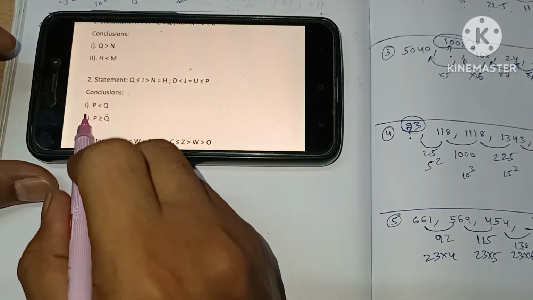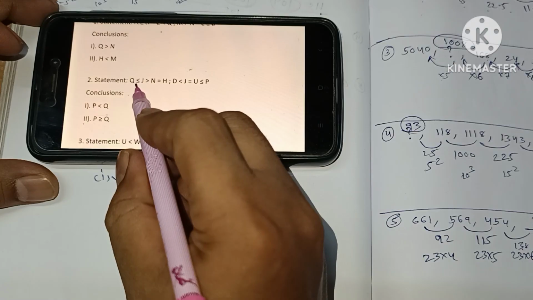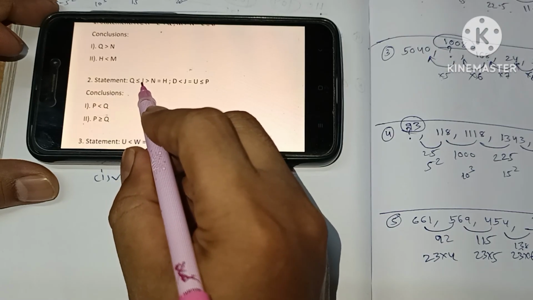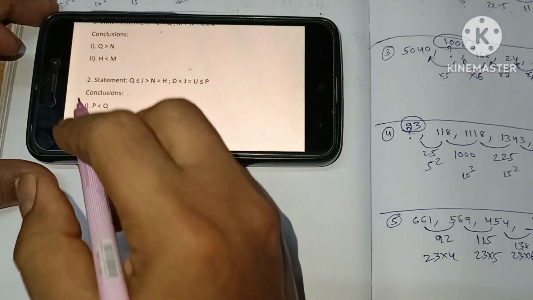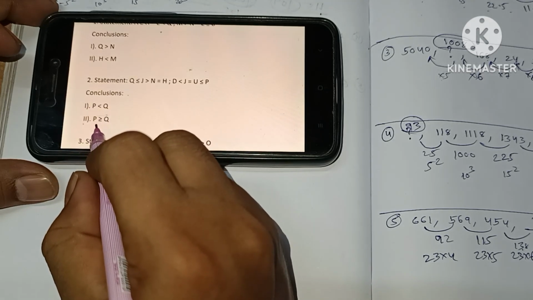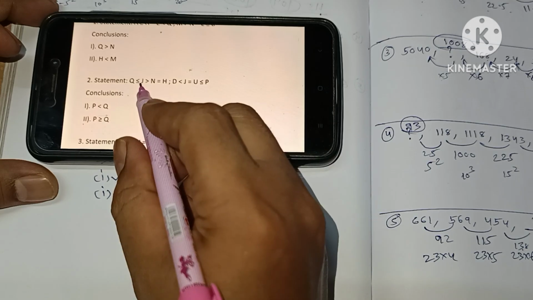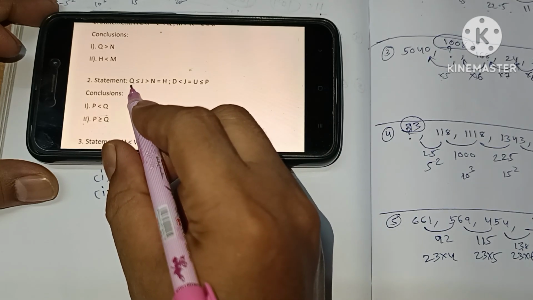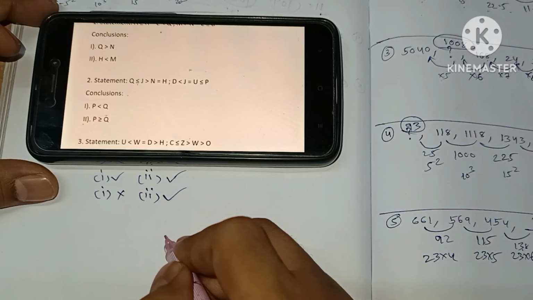Now question 2, the flow from Q to P. Here from Q there is no flow. So the first conclusion will be false. In the second conclusion, the flow from P to Q, with greater than or equal to also. From P we can reach J, from J we can reach Q with greater than or equal to also. So the second conclusion will be true.